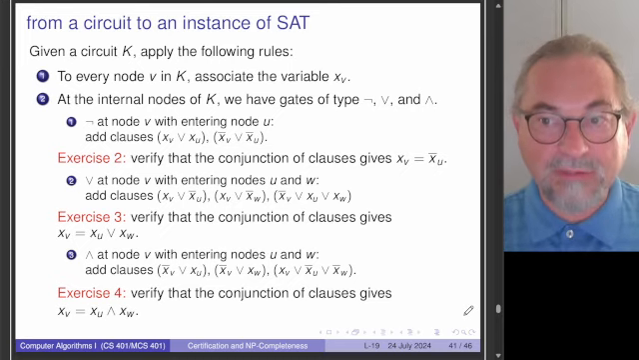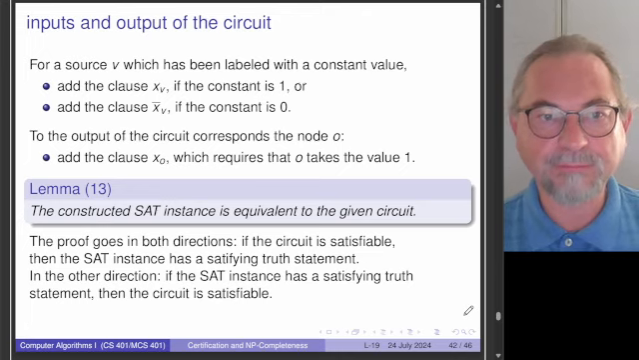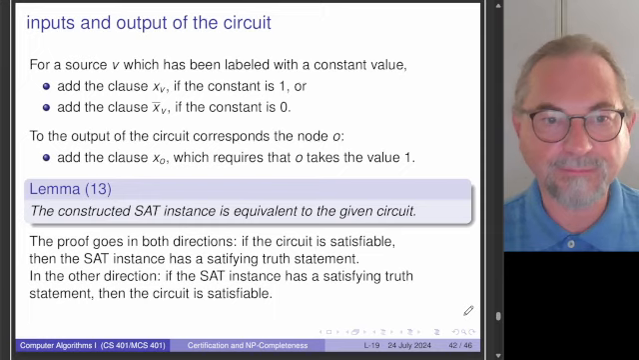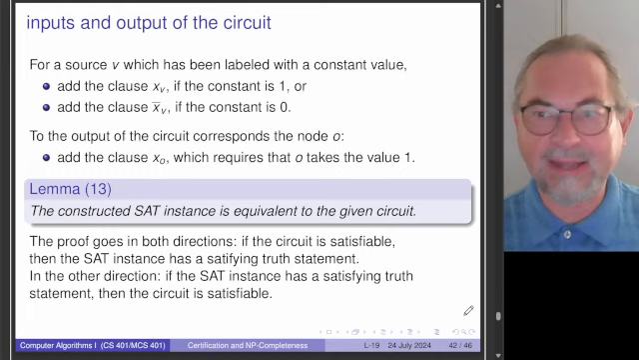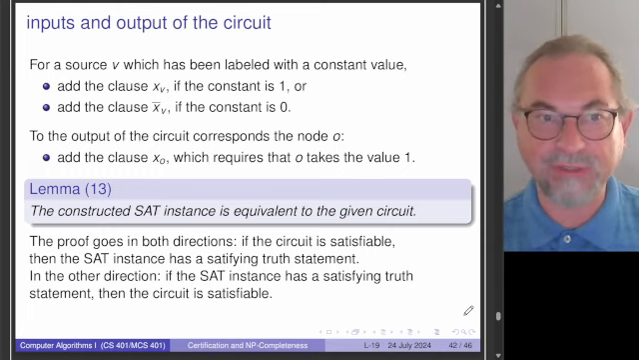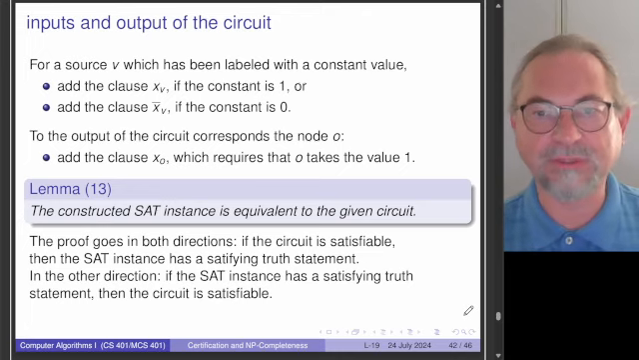Okay, so that's the first part in the proof. So the inputs now of the circuit, so we have input nodes in the circuit. So either we add the clause 1 or we add the negation if we have the value 0. So we need to have an output node which takes the value 1. So this gives you the output clause.